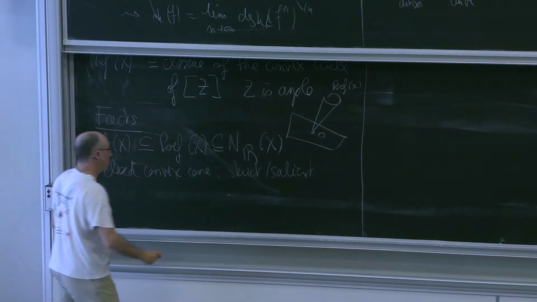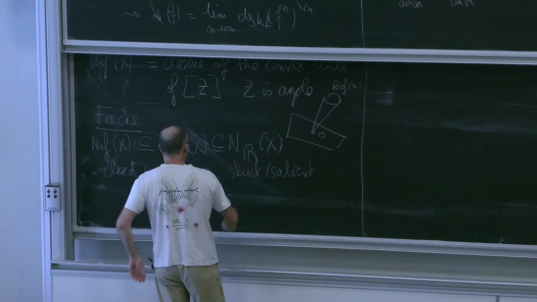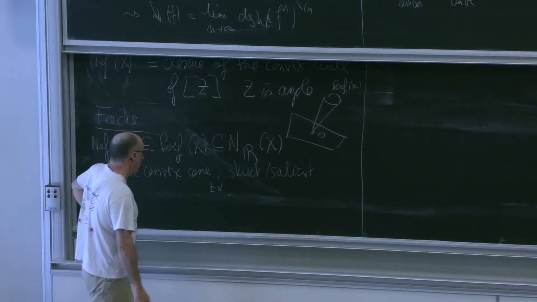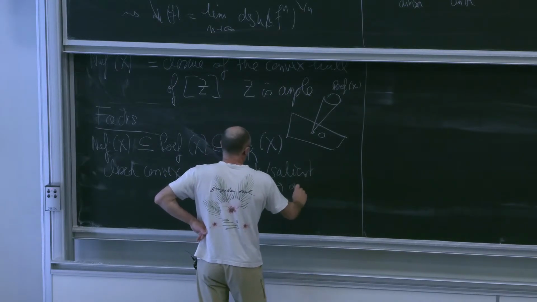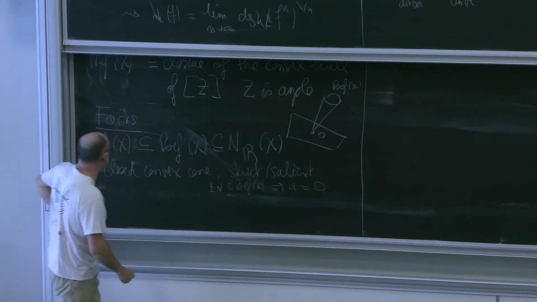Okay? So in other words, if you have a class such that alpha and minus alpha belong to the pseudo-effective cone, no other option, alpha is 0.